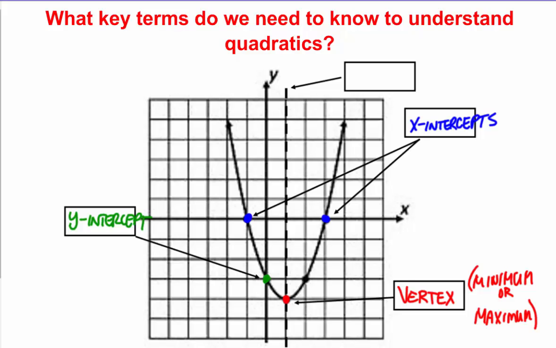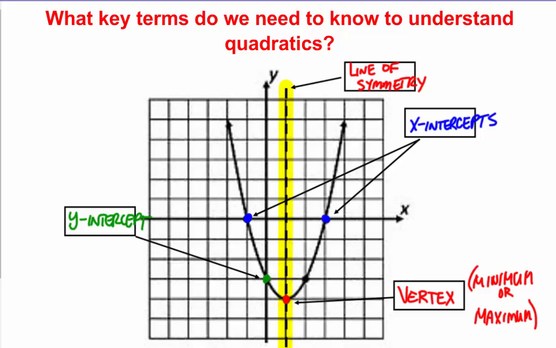The other key element that we have is, if we can get a highlighter so I can show you this, we have this line right here, which is what we call our line of symmetry. So here in this box, we can label this our line of symmetry. It means that our graph is symmetrical about that particular line.